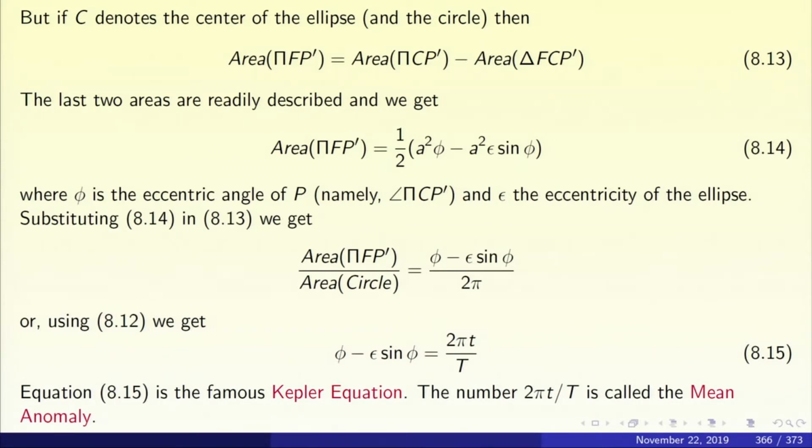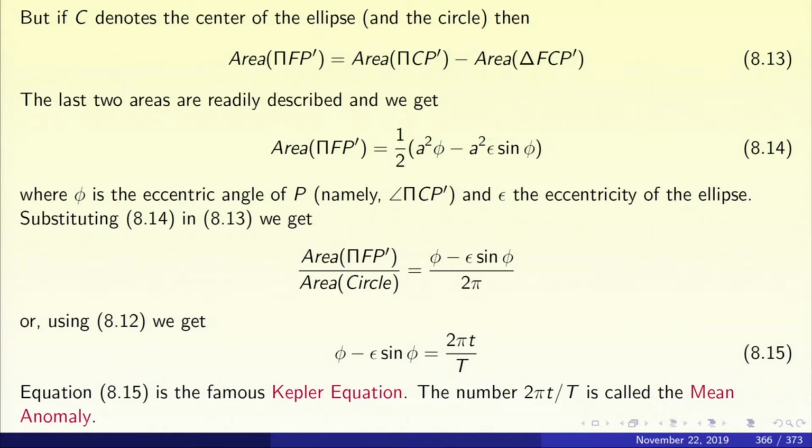So now in this equation, the right hand side 2 pi little t by capital T is called the mean anomaly. Again an astronomical term. Phi is the eccentric angle. I already defined for you what the eccentric angle is. There is a simple relationship between the true anomaly theta and the eccentric anomaly phi, and that relationship will be given to you later. So instead of finding the true anomaly as a function of time, we find the eccentric anomaly phi as a function of time. In other words, we invert 8.15 and our job will be done.